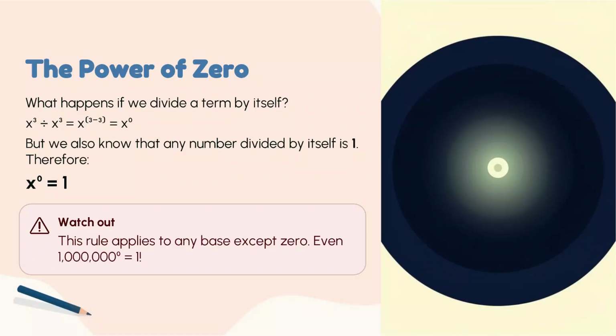Now let's look at zero powers. What happens if we divide a term by itself? For example, x cubed divided by x cubed. Using the division law, we subtract the powers. 3 minus 3 equals 0. So we get x to the power of 0. But we also know that anything divided by itself equals 1. So x to the power of 0 equals 1. This rule applies to any base except 0. Even 1,000,000 to the power of 0 equals 1.